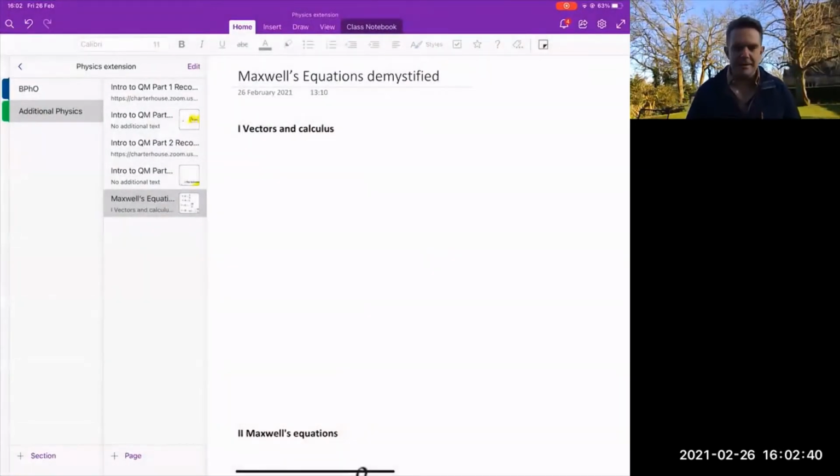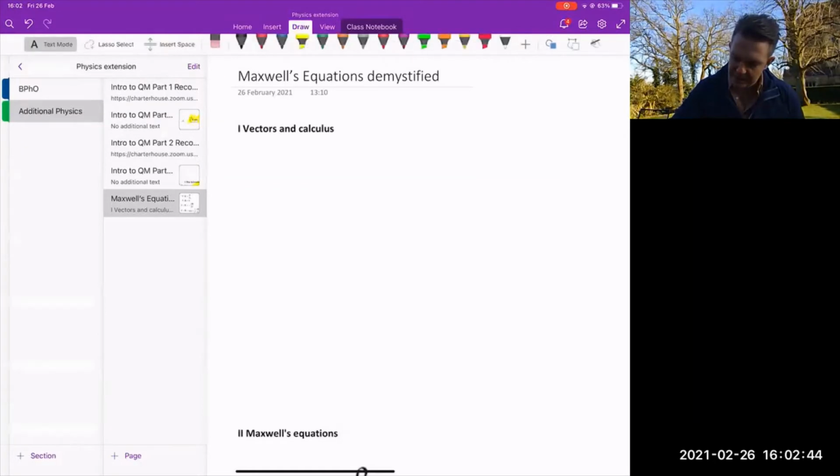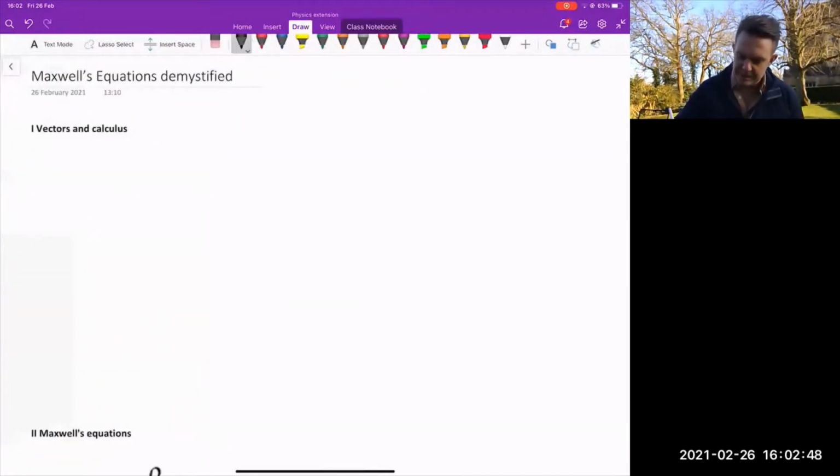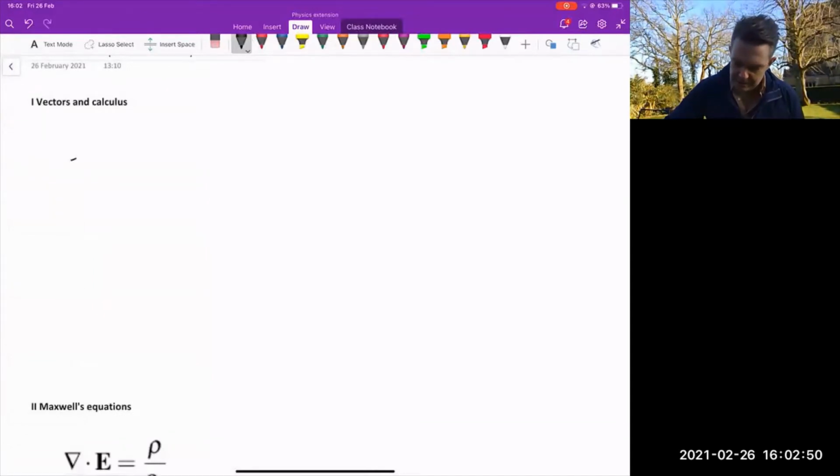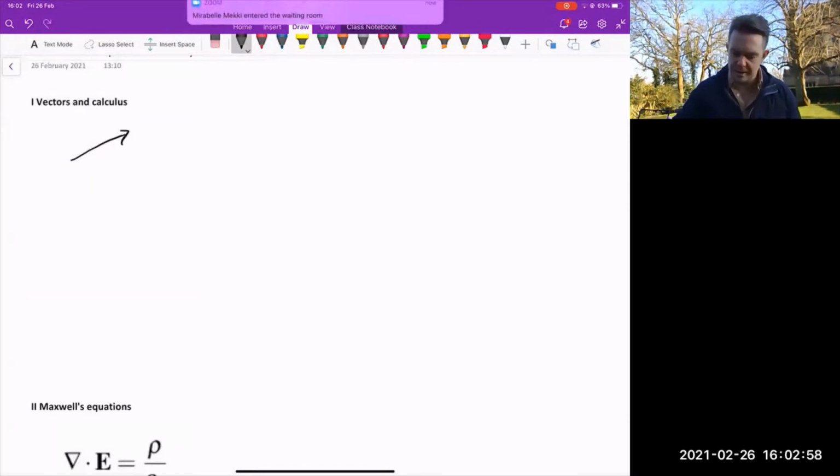Vectors and calculus. So you all are aware, clearly, of what a vector is. Basically it's an arrow. And usually in a given coordinate system, usually we choose Cartesian coordinates, don't we?